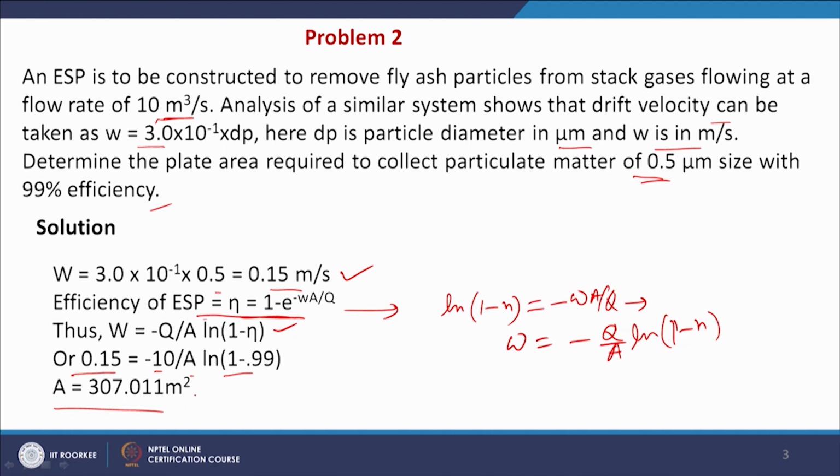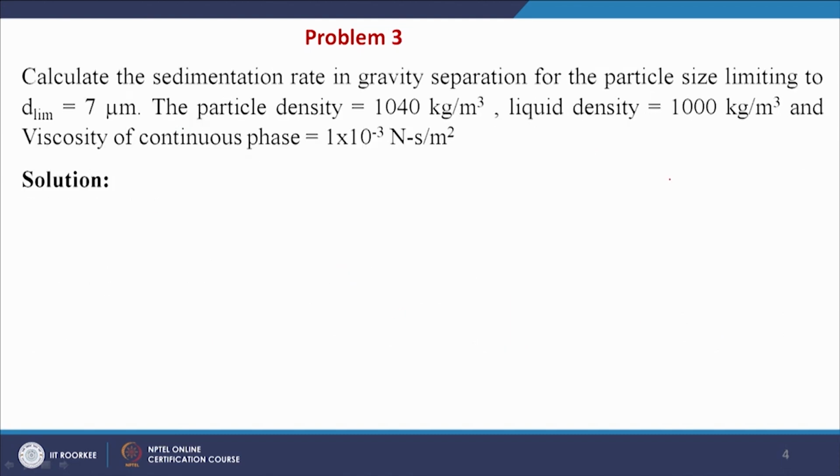So, this is the area of the collector which is required to get 99% efficiency for the separation of the particle having 0.5 micrometer size. So, now we are able to solve the problem. Next we will have problem number 3.